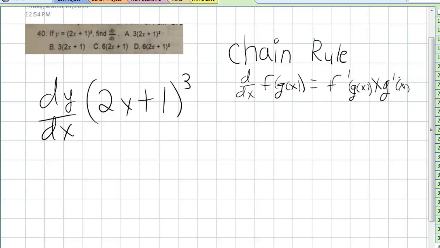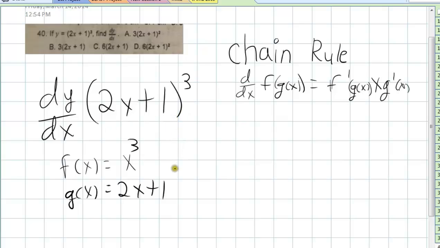So what do I mean by that? Okay, let's look at this and find an outer function and an inner function. So I'm going to say that my outer function f of x is x cubed. Why did I say that? Well, what's the last thing that we did to this equation? We took a quantity and cubed it. So that's my outside function. My inside function, g of x, is 2x plus 1.